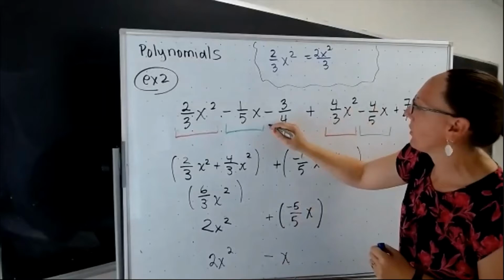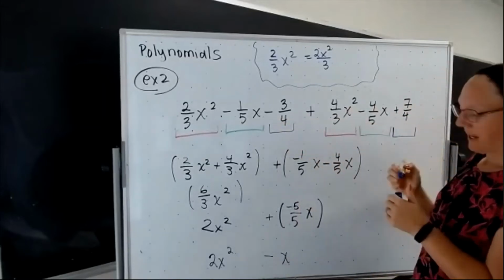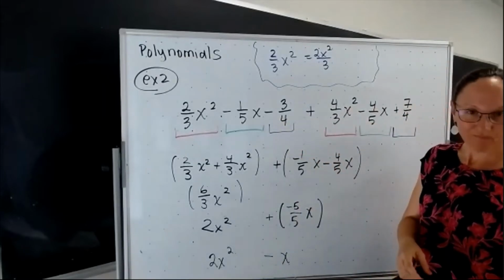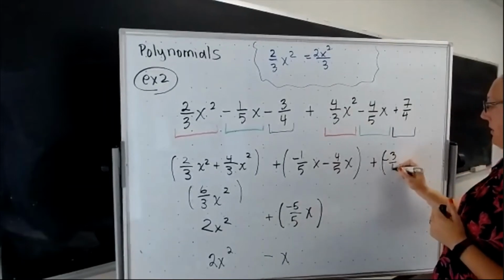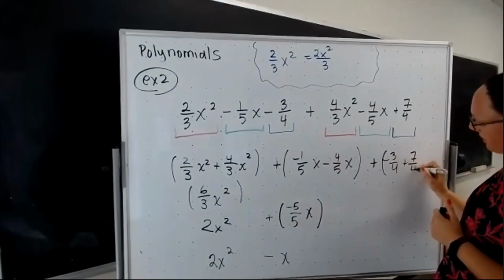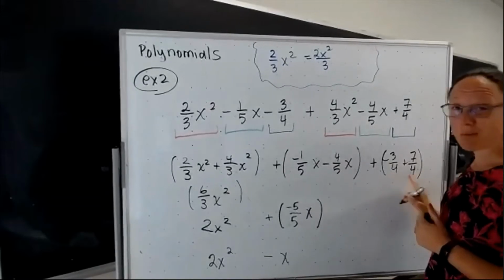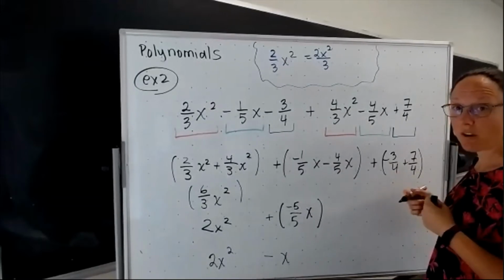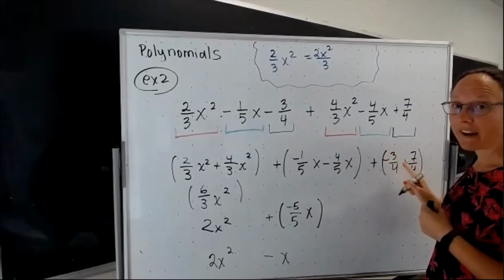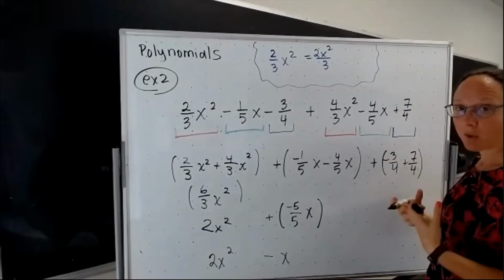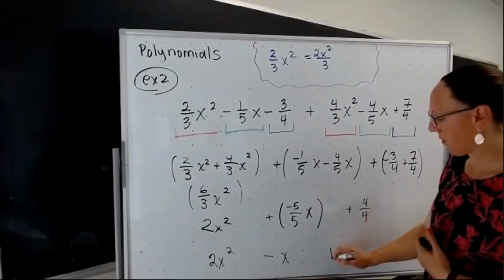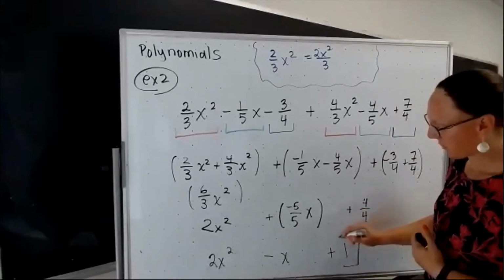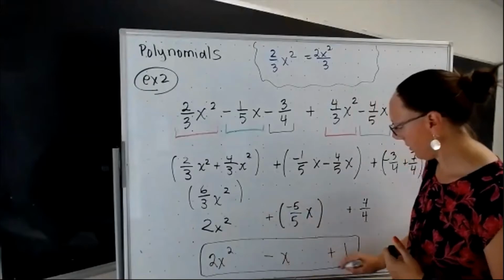I'm looking at -3/4 and a +7/4. When I put those together, I've got the same size pieces because we've got those 1/4. And now -3 + 7. When I put those together, I'm looking at +4/4, or we can write that as a 1. So my final answer here looks like this.